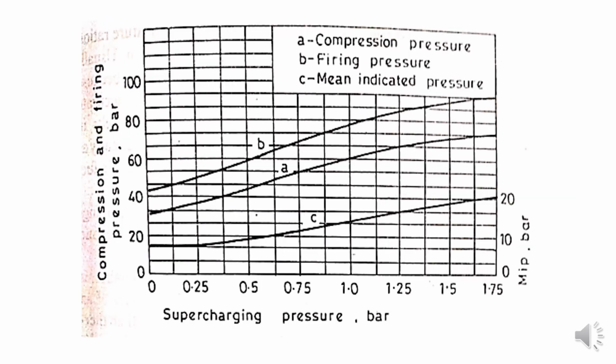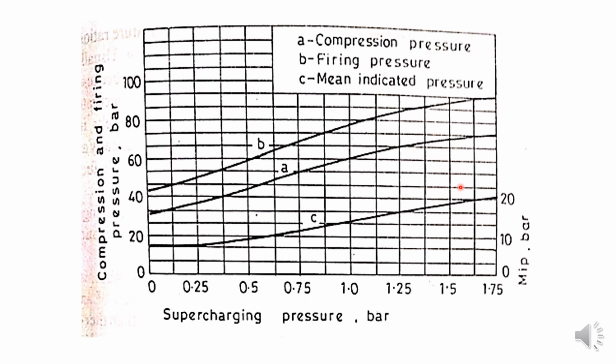In this figure we can show the effect of supercharging. We can see supercharging pressure, that is 0.25, 0.5, 0.75 bar, on the x-axis as extra pressure. A tells about compression pressure, B tells about firing pressure, and C tells about mean indicated pressure. So this figure shows the effect of supercharging pressure on compression and firing pressure.